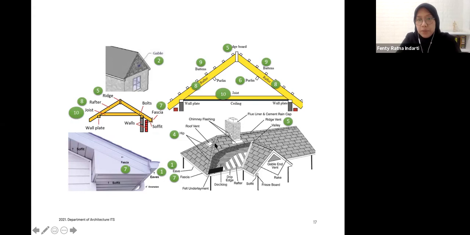And then you have hip. Hip is the definition of your roof. And then you have ridge. Ridge is the top part of the roof, like this. Here is the gable, and you have soffit. Soffit is underneath, and fascia is the area here. I will explain it in the next slide.